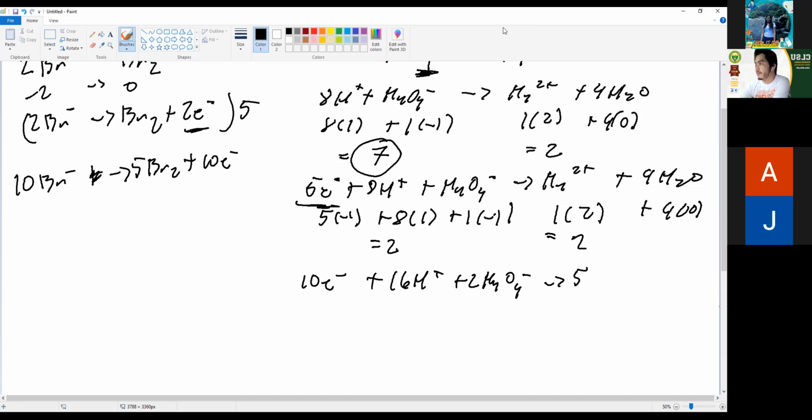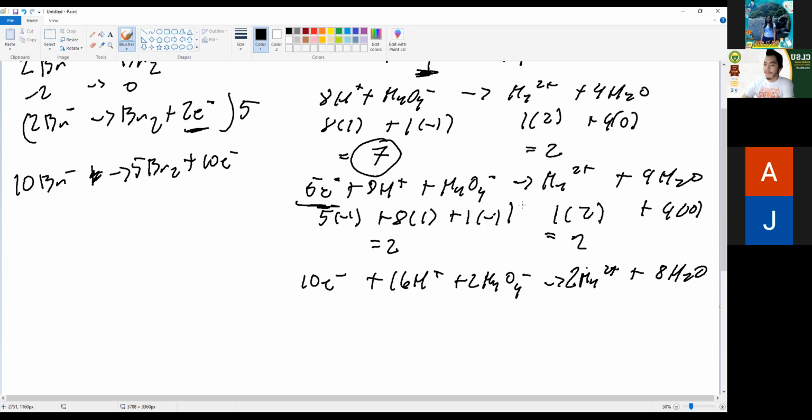Wait lang. Undo. Wait, hindi pala pwede. Bakit 5 yung nilagay ito? 2 pala, sorry. Yan. So, magiging 2Mn2 plus 8 water. Balance pa rin yan. So, 10 electrons plus 16 is 6 minus 2 is 4. So, 2 times 2 is 4 plus 8 times 0 is still 4.